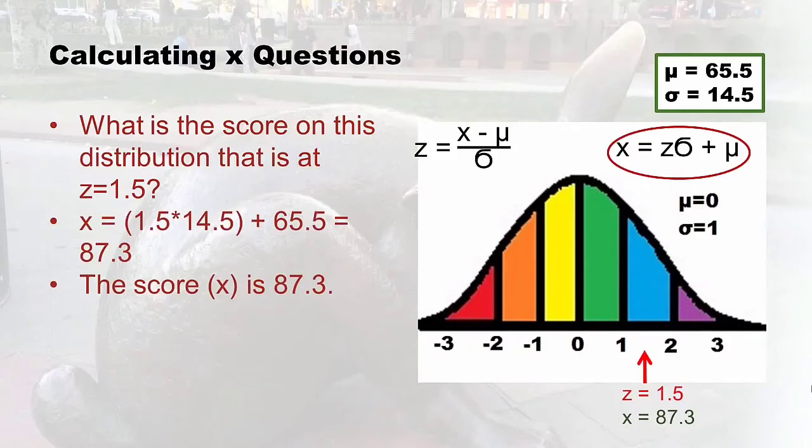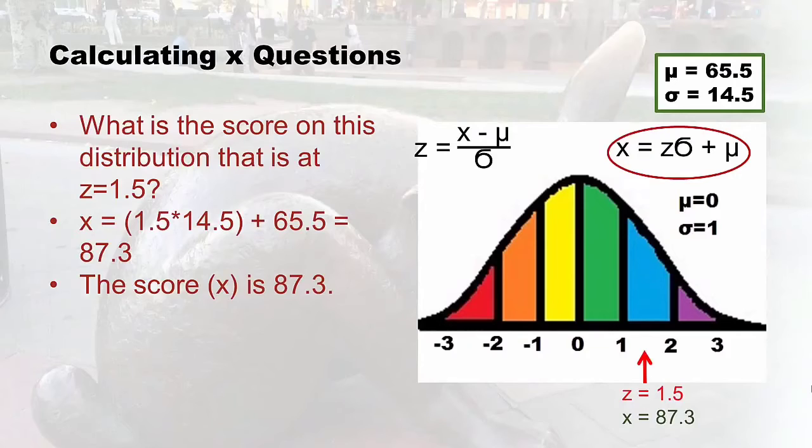What I would do is take 1.5 times 14.5 because that's what the formula says. It's z times the standard deviation. I do that first because of order of operations. Then after doing that, I'd add the mu, which is 65.5, and I get 87.3. So the student who got 87.3 got a score that's at z equals 1.5.